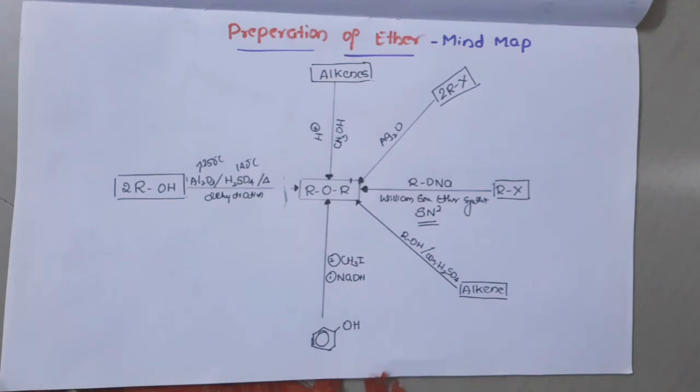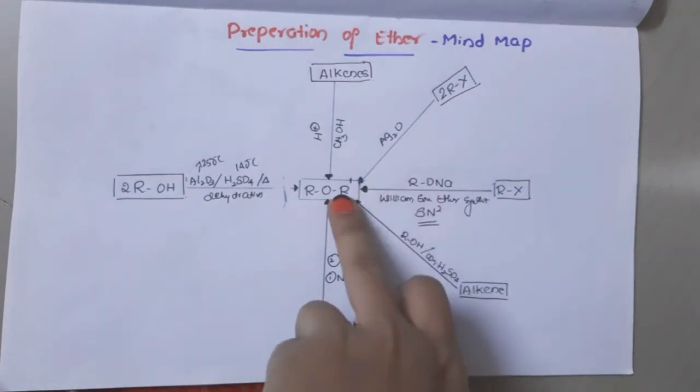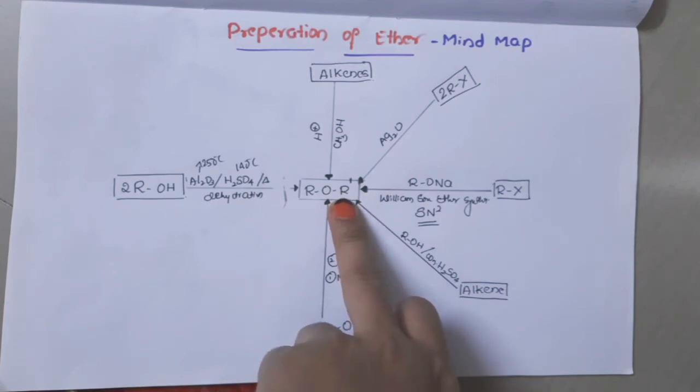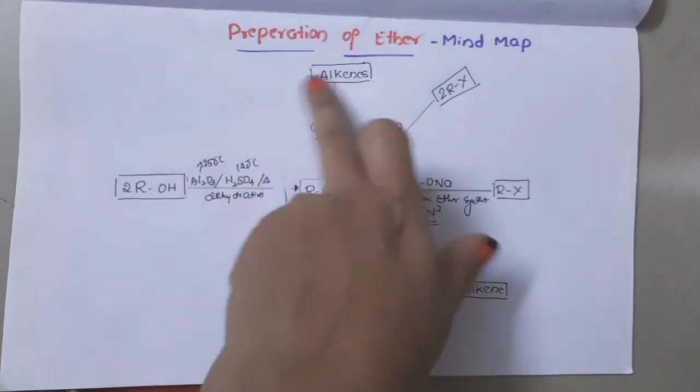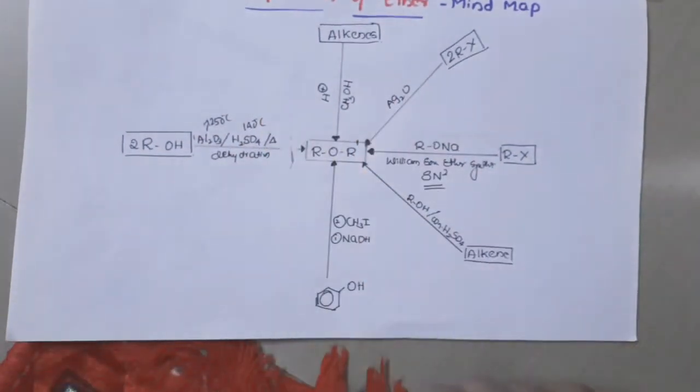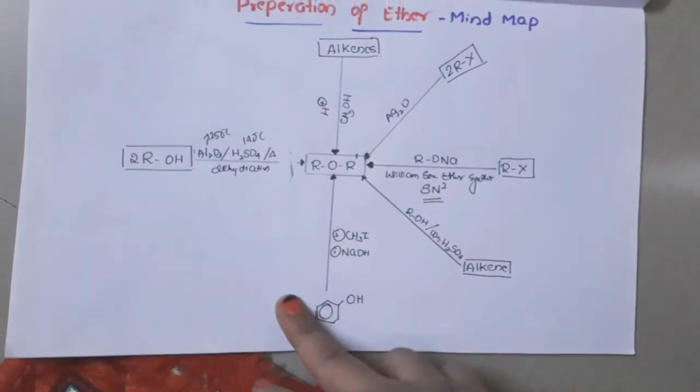Okay, so now let us move to the preparation of ether mind map. There are some methods through which you can prepare an ether. The general formula of an ether is ROR'. Here R represents the alkyl as well as the aryl group. So these are all the methods through which you can prepare the ethers.